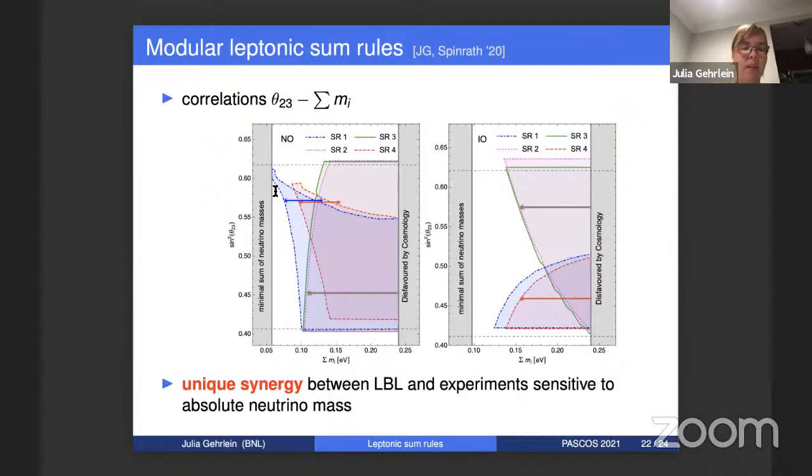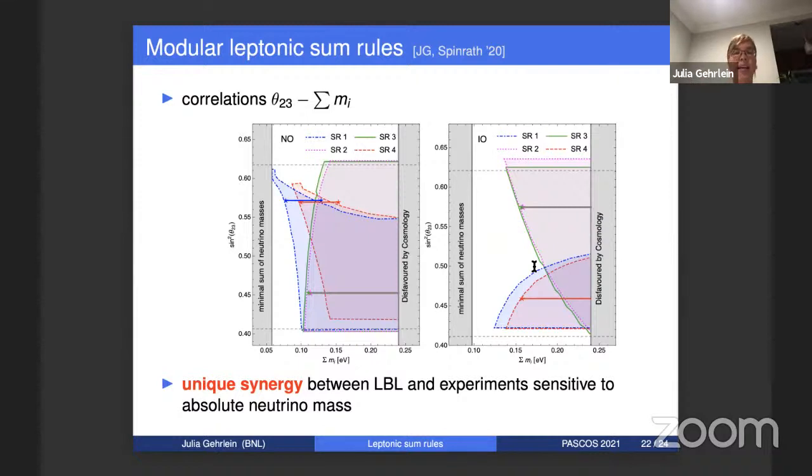Again, for sum rule 1, the minimal value of the sum of the neutrino masses can only be achieved if theta 2,3 is larger than maximal. And also for inverted ordering on the right, we see that for maximal theta 2,3, which is sine squared theta 2,3 equal to 1/2, we obtain a sum of the neutrino masses larger than 0.17.